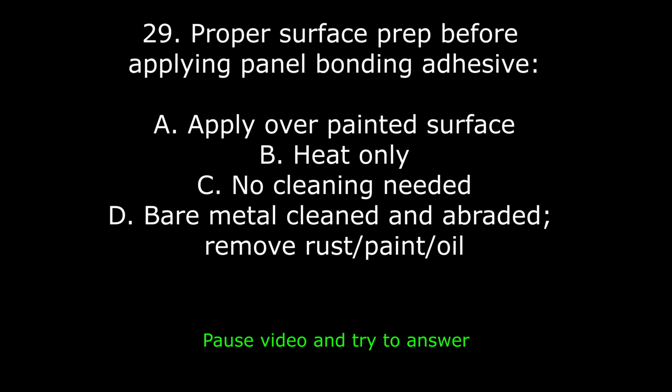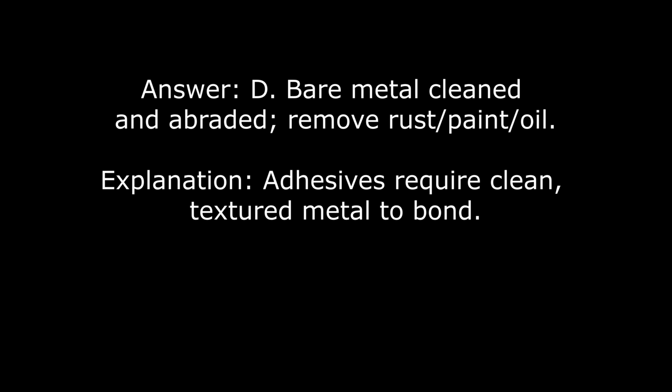29. Proper surface prep before applying panel bonding adhesive. A. Apply over painted surface. B. Heat only. C. No cleaning needed. D. Bare metal cleaned and abraded. Remove rust, paint, or oil. Answer: D. Bare metal cleaned and abraded. Explanation: adhesives require clean, textured metal to bond.